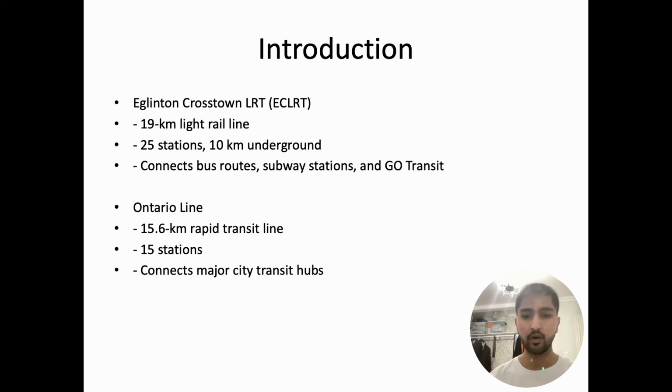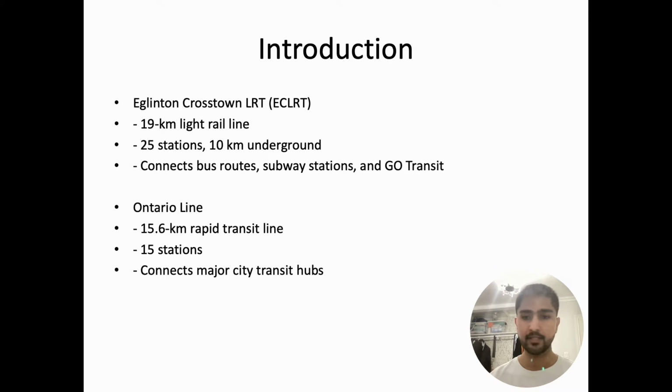The key feature of this project is that it includes 25 stations, with 10 kilometers of the line running underground between Keele Street and Laird Drive. It connects multiple bus routes, 3 subway stations, and several GO transit lines. The objective of this project is to provide a more connected and accessible public transit system for the Greater Toronto Area. Now talking about the Ontario Line.